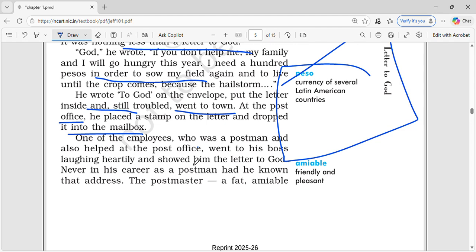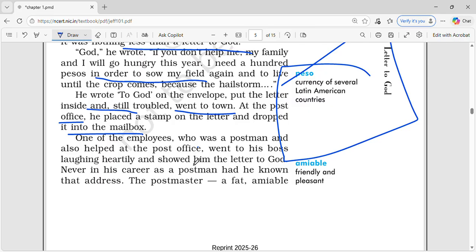So basically, have you ever seen someone writing a letter to God? No, right? So basically, Lencho wrote a letter to God. He posted it in the post office, and then the postman noticed something he had never seen in his whole career: that somebody had actually sent a letter to God.